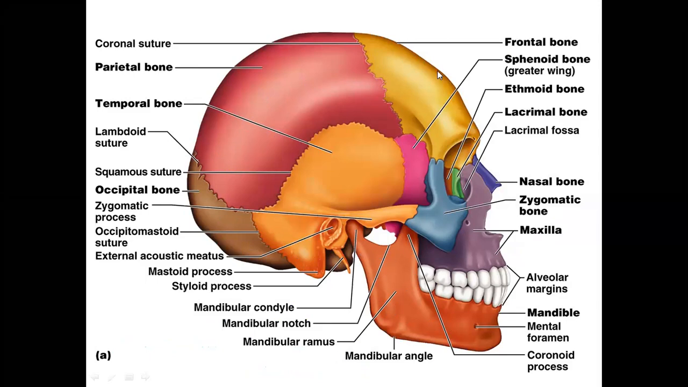Listen very carefully. See here. Now the bones which we see in the lateral view: we have the frontal bone, the same bone you saw in norma frontalis and verticalis, the parietal bone, temporal bone, and occipital bone. Apart from these bones, the other bones we see in the lateral view are very important. We have the sphenoid bone. This particular part of the sphenoid bone is the greater wing of the sphenoid bone.